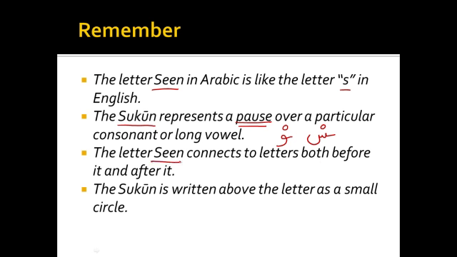The letter seen connects to letters both before it and after it. So for example, in the medial position, the seen will look like this. You see, it connects from this side and connects from this side. Unlike the letters that only connect from the right, for example, the wow and the alif and the dal and the ra and the dhal and others. And the sukoon is written above the letter as a small circle. So if we have the seen like this, then we write the sukoon above it as a small circle.